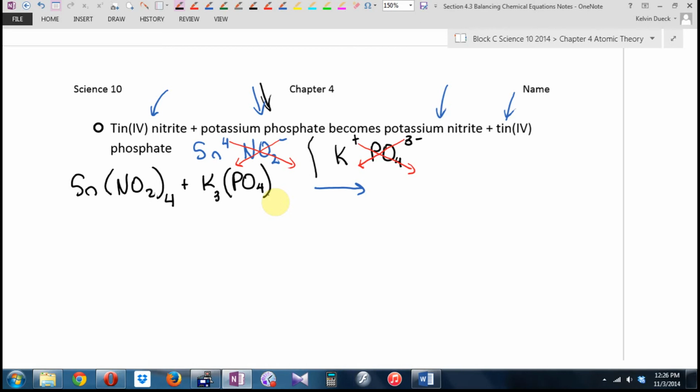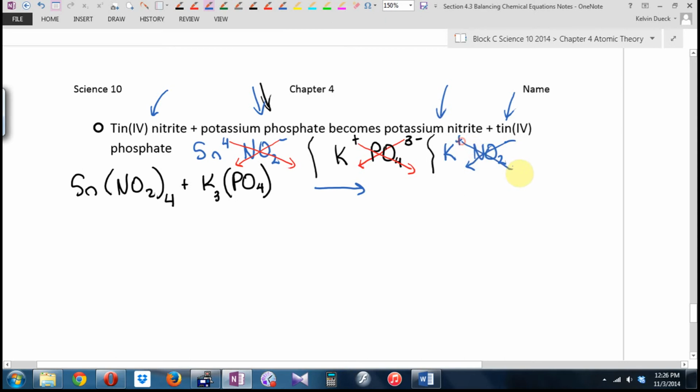Becomes. Potassium nitrite. Potassium K plus and nitrite, NO2 negative. Crisscross. Oh, this one's not a bad crisscross. I get one and one. Thank God. KNO2.